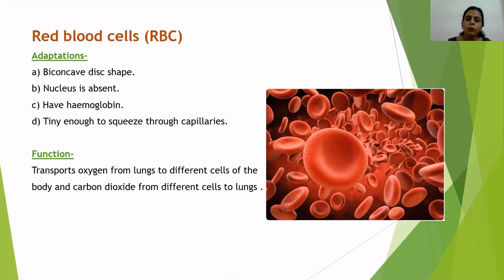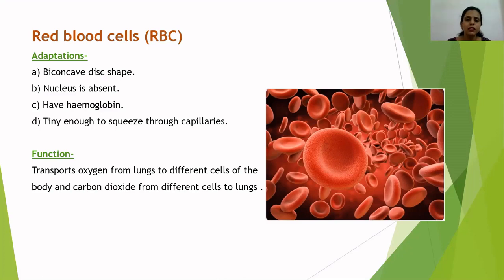One more very important adaptation which supports the transport of oxygen and carbon dioxide through the blood is that the nucleus is absent. The nucleus is absent in all the red blood cells. They are known as enucleated cells. That's the reason these blood cells are made in the bone marrow and then released into the blood. These blood cells cannot divide because obviously the nucleus is absent. They are called enucleated cells.